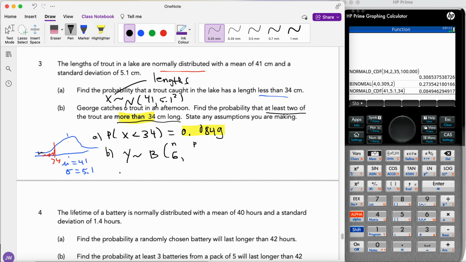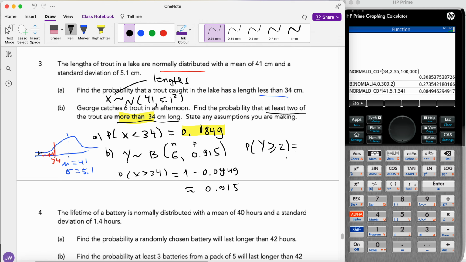So the first little step that we have to do is quickly determine the probability that it's more than 34. So we actually want this probability. Remember, the area under the curve is always 1. So we're just going to go 1 minus that. And what we end up with is 0.915. I'm just speeding up a little bit. Okay, so this is what our distribution looks like now. And so what we want is the probability that that variable, which is the number of trout caught over that length, is greater or equal to 2.